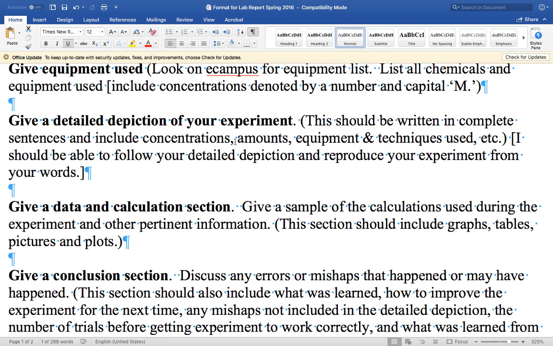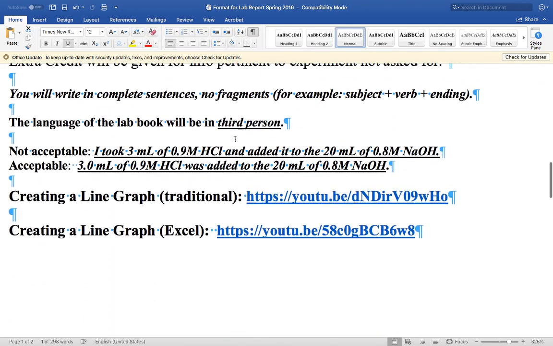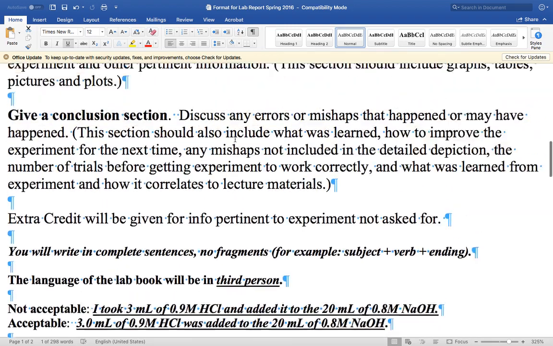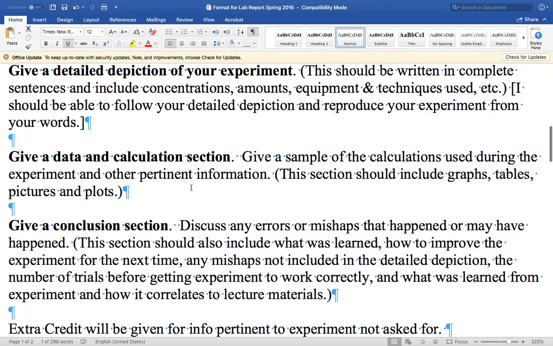In the videos that we have at the end of this document, we have an explanation of how to create a line graph using the traditional method, that's by hand, pencil and paper, and also using Excel. Now, in both the Excel as well as the traditional method, they have an example of how the data tables should be listed. So use that as a format of creating your data tables. That should be included in this data section.